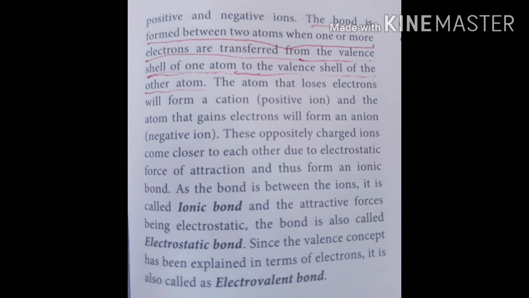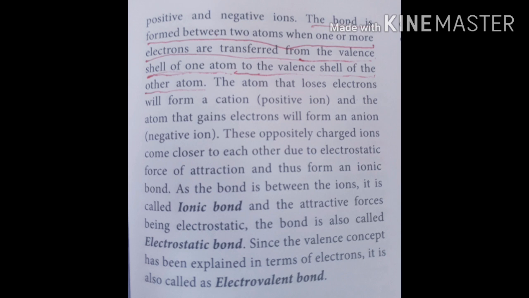One is ionic bond. The second one is electrostatic bond, because the force that exists between them is an electrostatic force of attraction. So it is also called an electrostatic bond. And the third name is electrovalent bond. So these three names are common for ionic bond: ionic bond, electrostatic bond and electrovalent bond.